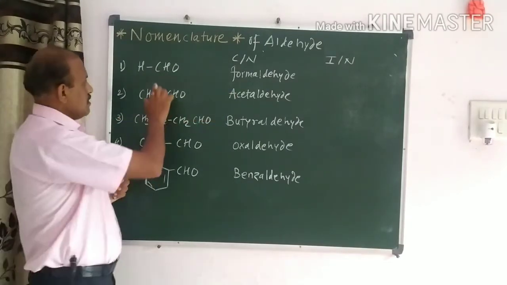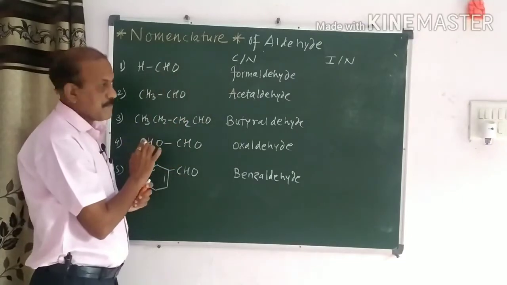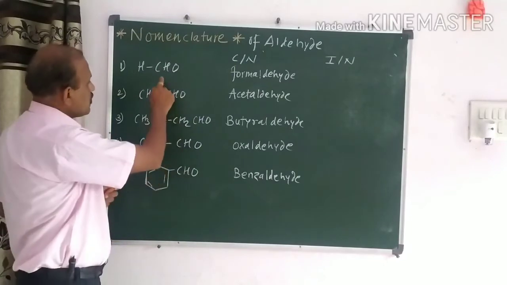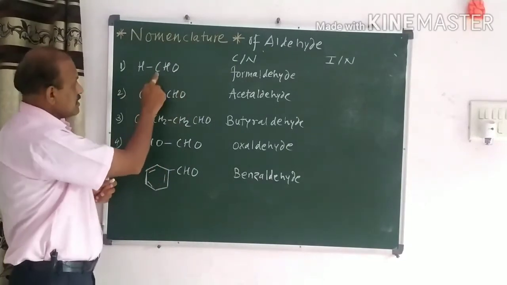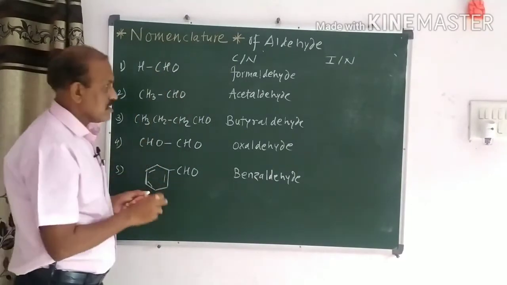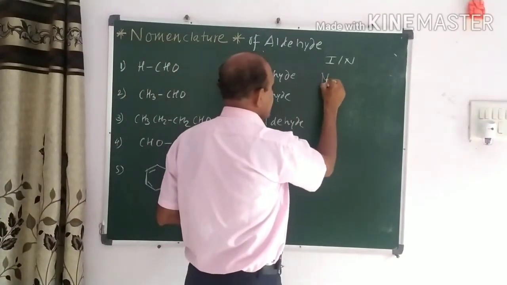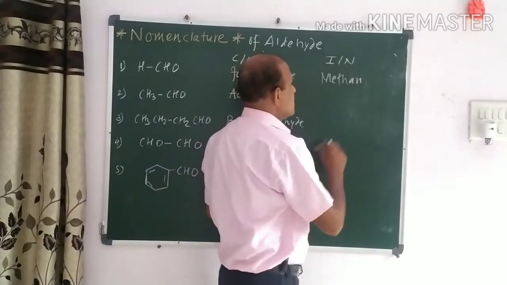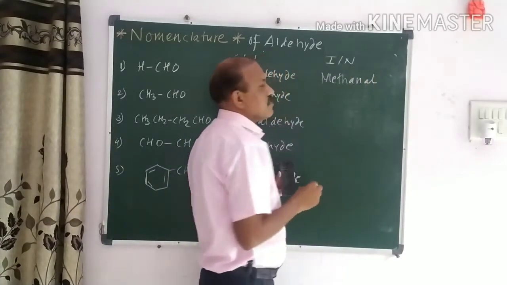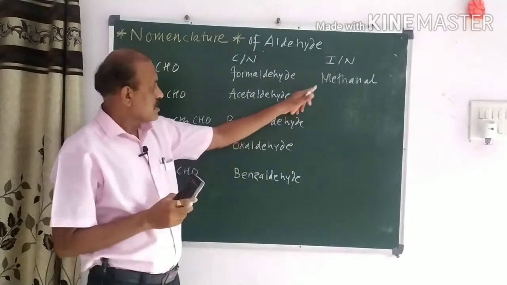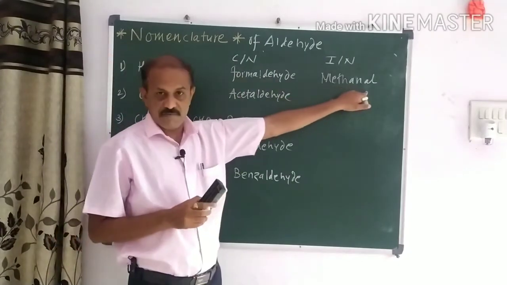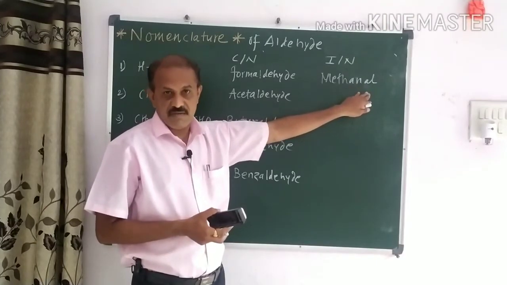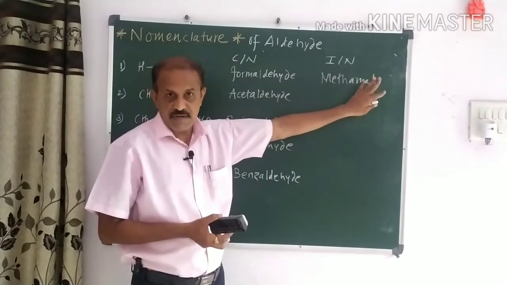Now see here, the common name of this is formaldehyde. Now we have to give the IUPAC name of this. For that, we have to choose the corresponding alkane. As there is 1 carbon present, the corresponding alkane is methane, and E is replaced by Al as per our rule. So the name of this compound is methanal, or you can pronounce it as you want, but you have to write it perfectly here.